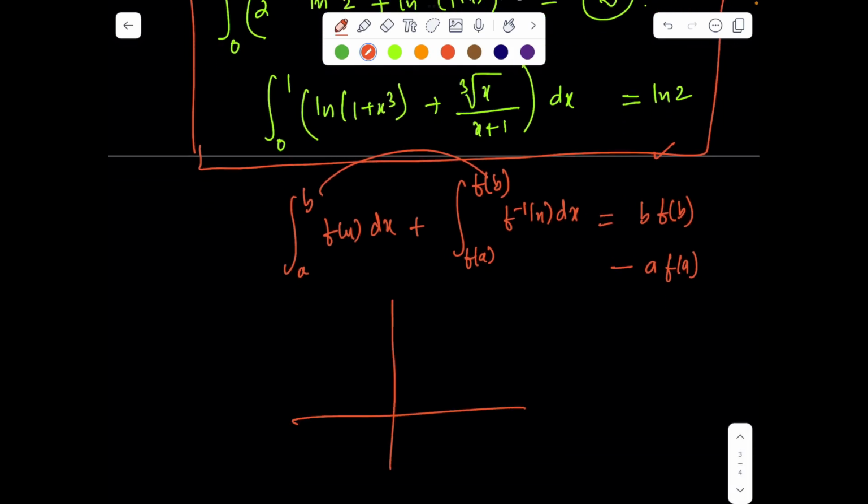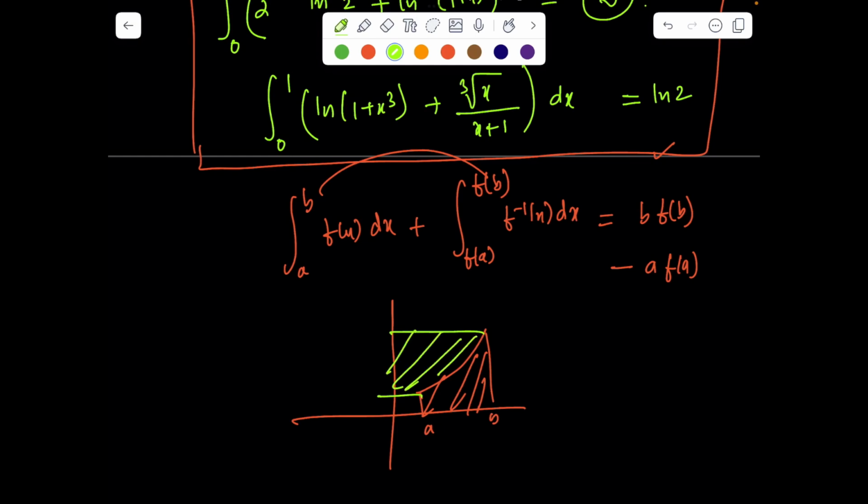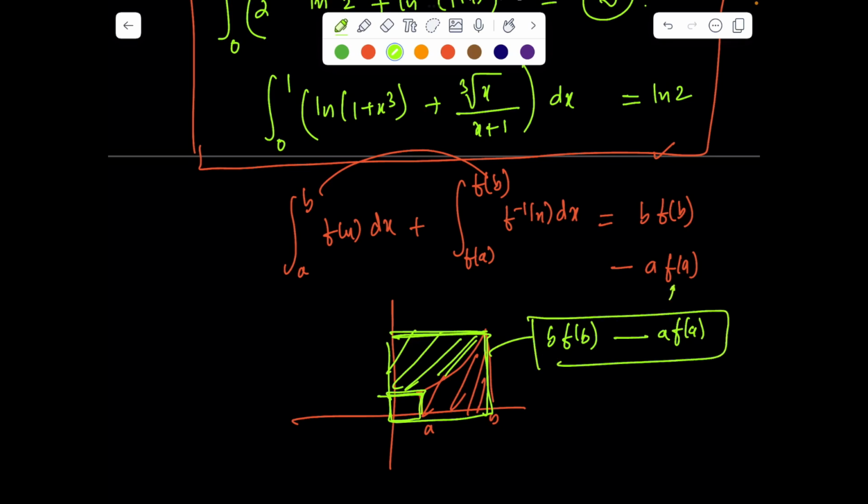And this is again a very beautiful geometrical proof, as I have told. From a to b it represents this area, and the inverse function area from a to b will be the same as the area by the function with respect to y-axis. So clearly you can see that geometrically the big rectangle is b times f of b, minus the small rectangle we take away, which is a times f of a, and that proves this result geometrically.